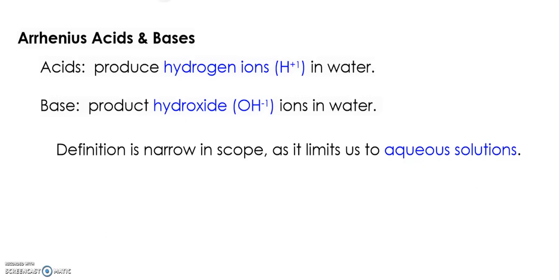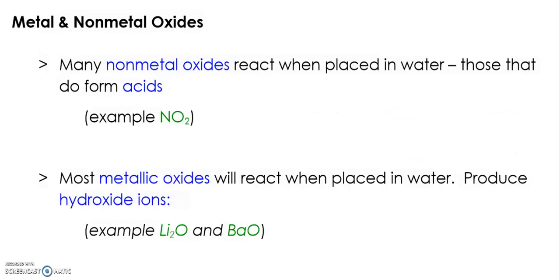Like, for example, if you remember back when we did our electrolyte unit, we learned that ammonia, so NH3, was a base. But that would not fit this definition because this in water would not produce hydroxide. It doesn't even have oxygen in it. So it is a base, but it doesn't fit this definition of a base. So it's a bit limiting.